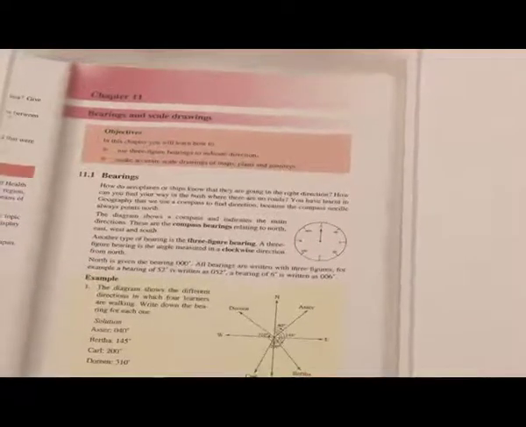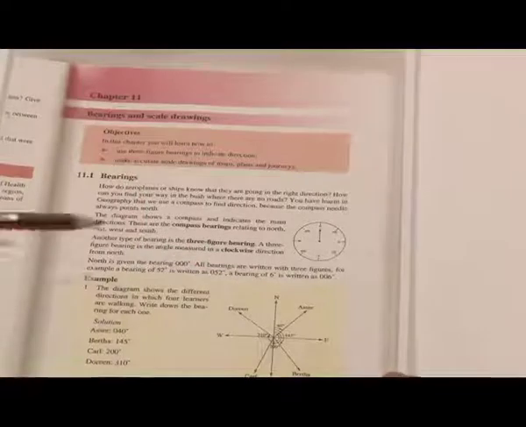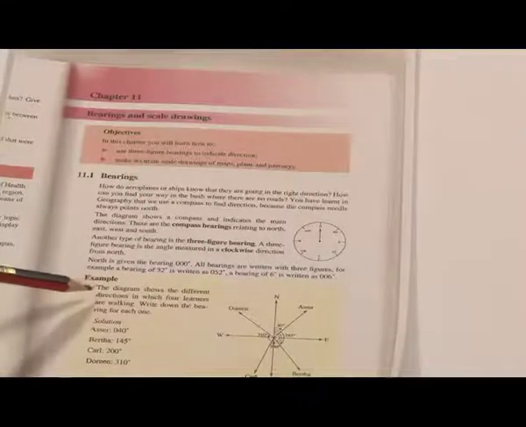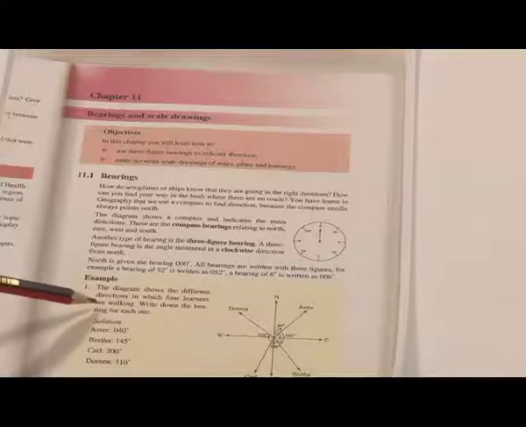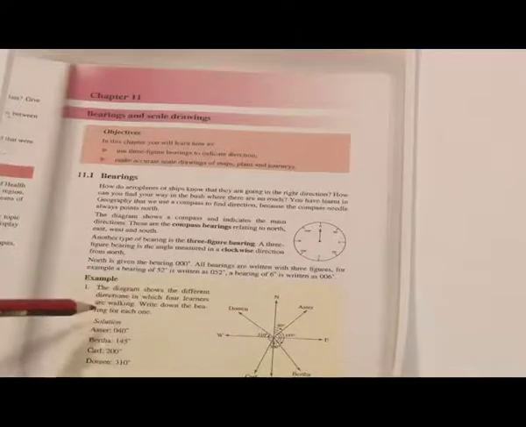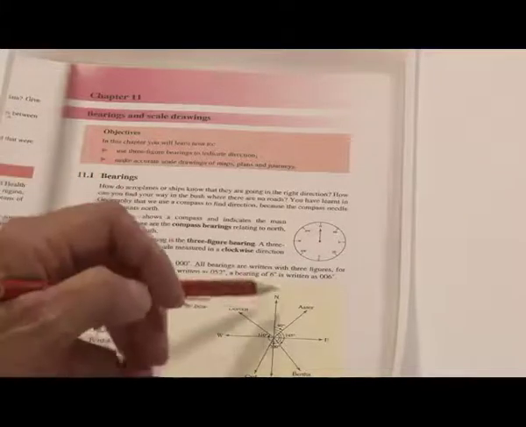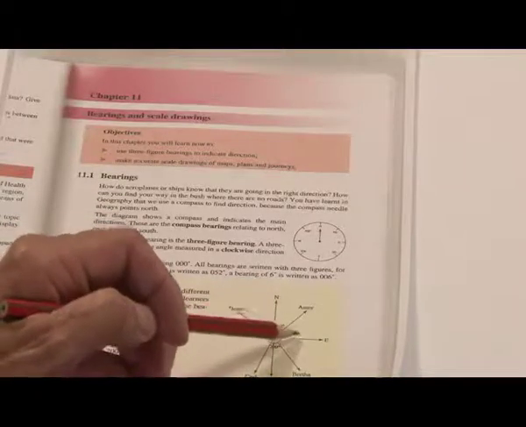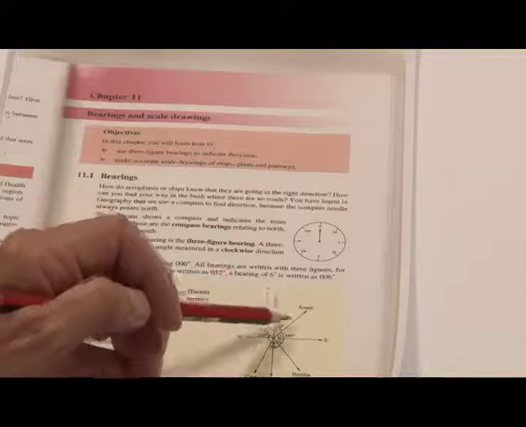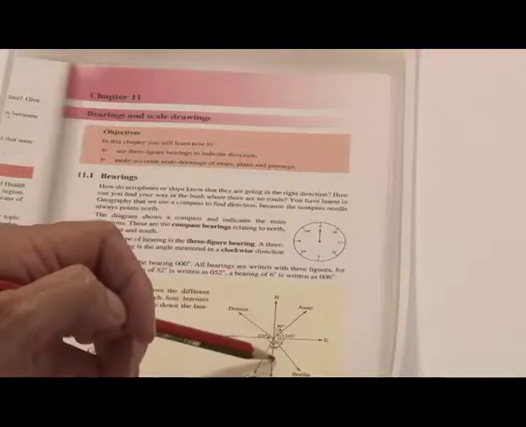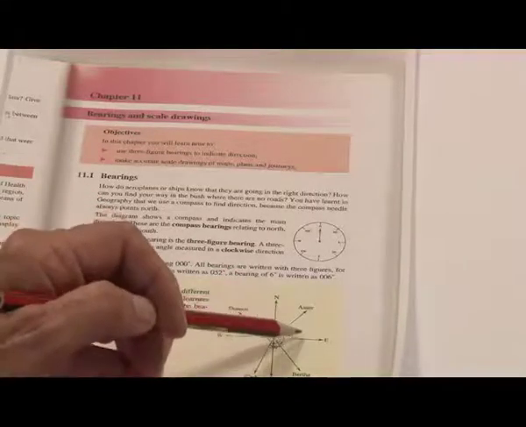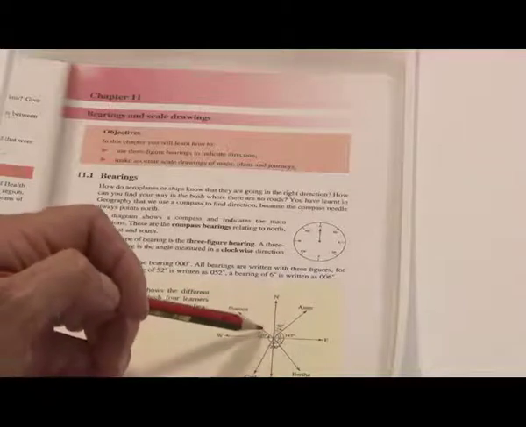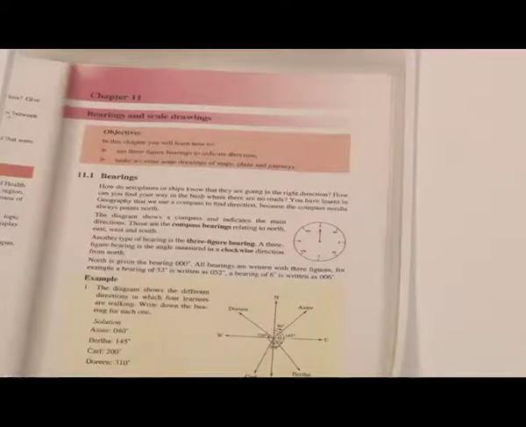Bearings and scale drawings. We always start from north. So the diagram shows the different directions in which 4 learners are walking. Write down the bearing for each one. So we start from north, this is 40, then from north again 145, from north again to 200, and from north again up to Doreen, which is 310.